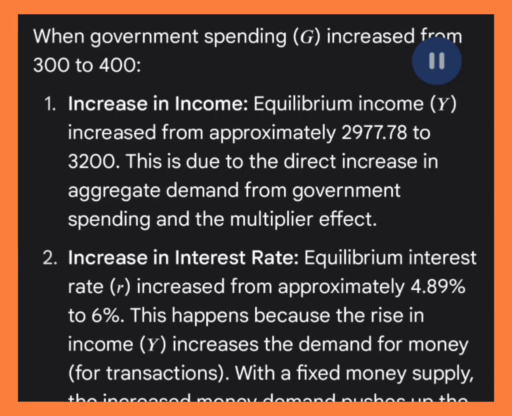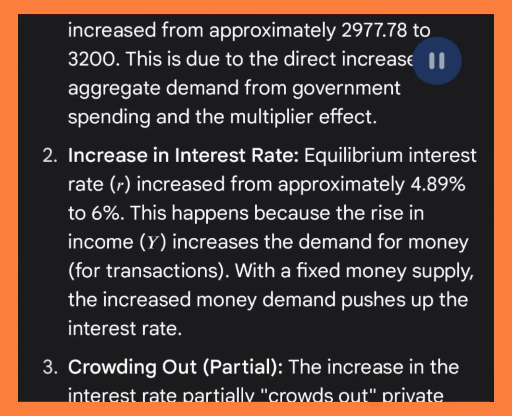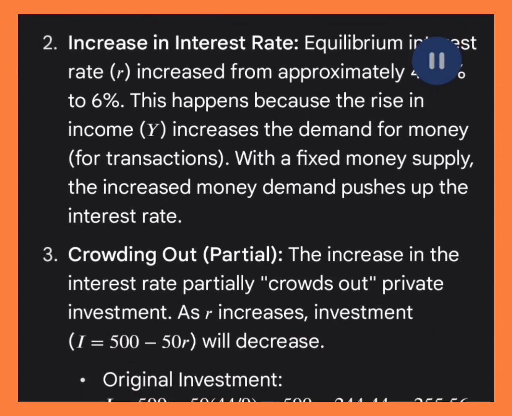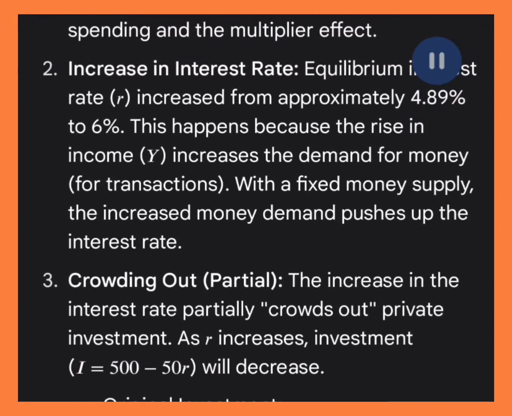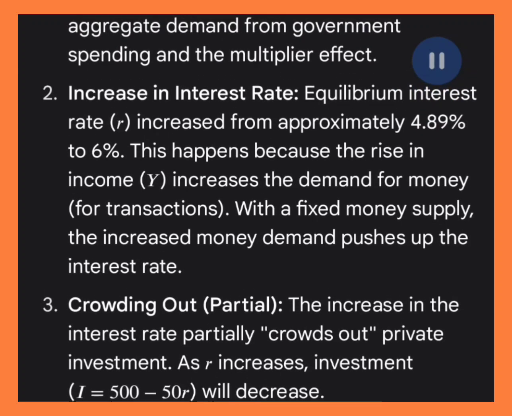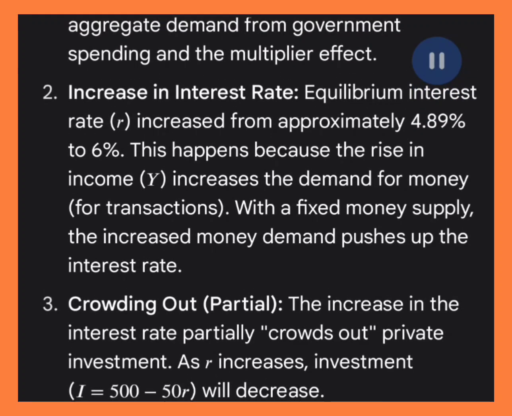Two, increase in interest rate. Equilibrium interest rate r increased from approximately 4.89% to 6%. This happens because the rise in income Y increases the demand for money for transactions. With a fixed money supply, the increased money demand pushes up the interest rate.